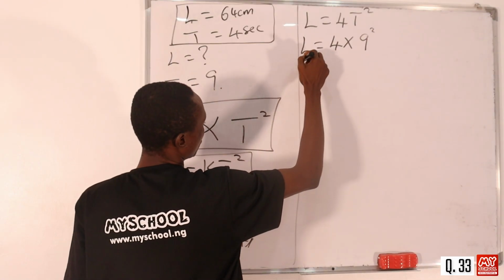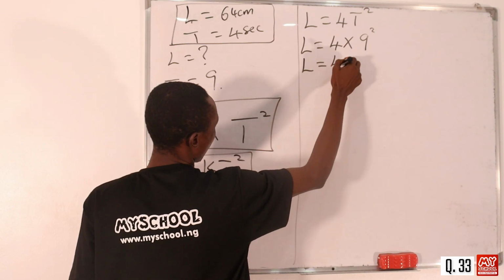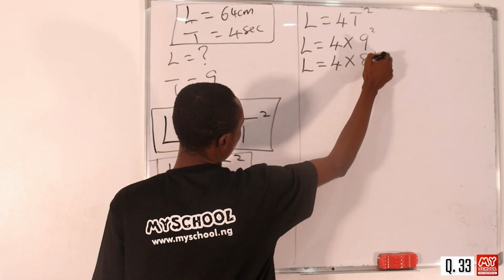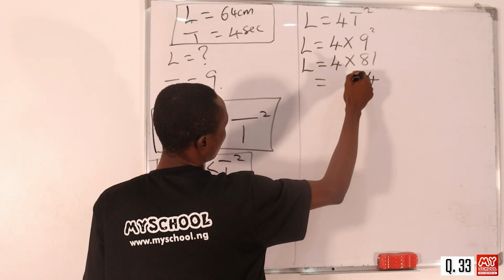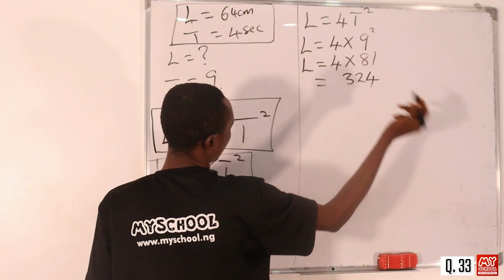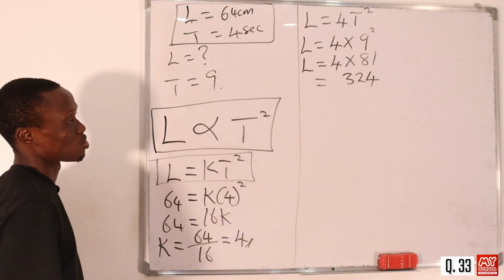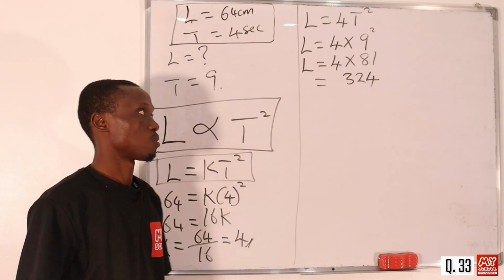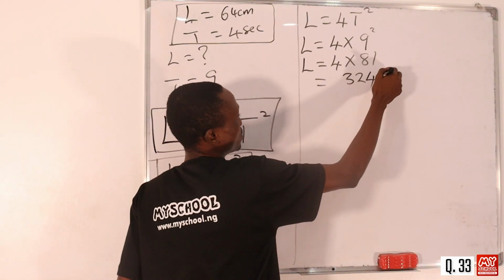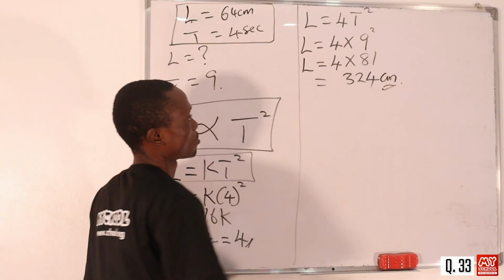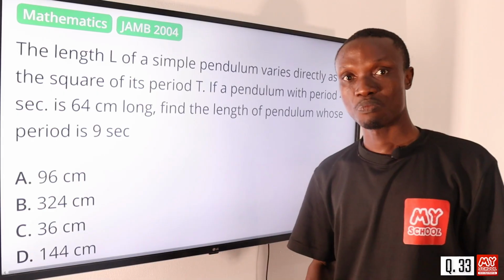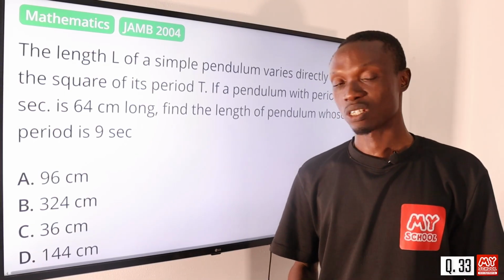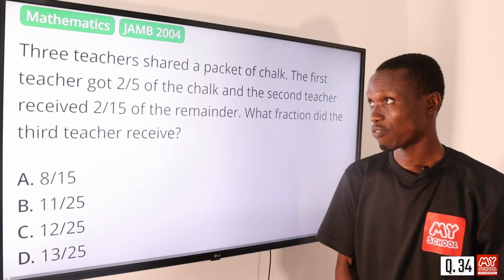So this will be L equals 4 times 81. 4 times 81 will be 324. So our answer is 324. That is 324 centimeters since we are talking about length. So let's return to the screen to pick the correct answer to this question, and that is option B, 324 centimeters.